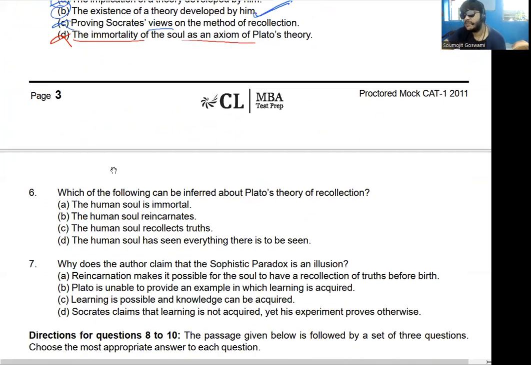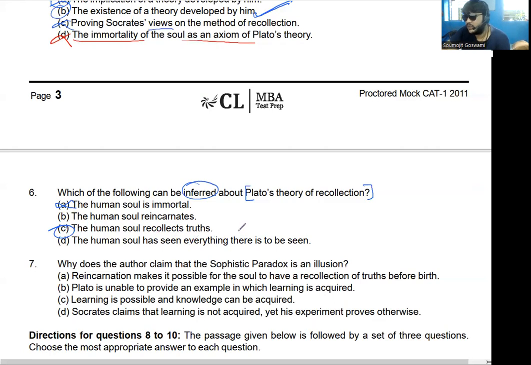All right, let's read the options. The options are: the human soul is immortal. Can this be inferred from Plato's theory of recollection? Can you infer that the human soul is immortal? No. Human soul reincarnates, recollects truth. Could be the one that it recollects truth, has seen everything there is to be seen.